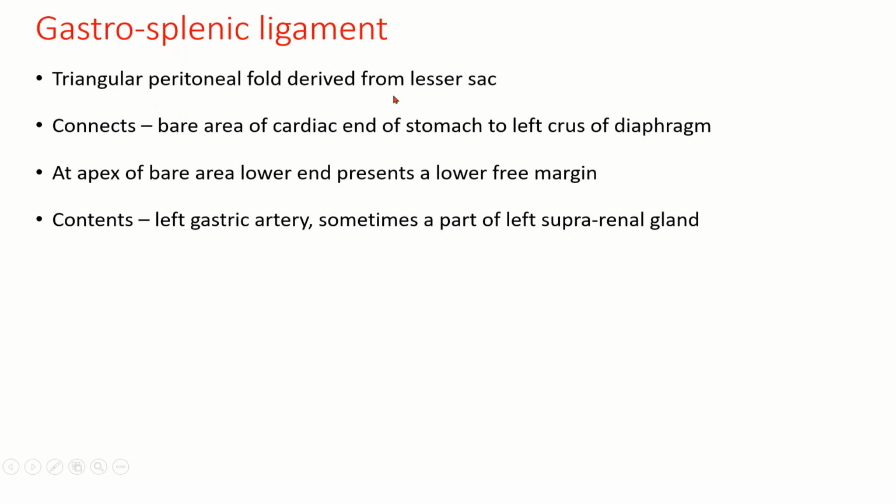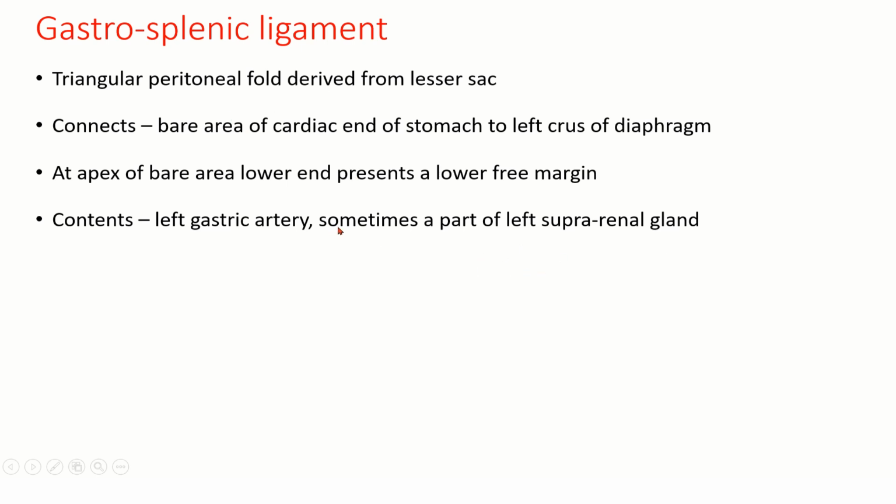Triangular peritoneal fold derived from lesser sac, connects bare area of cardiac end of stomach to left crus of diaphragm. At apex of bare area, lower end presents a lower free margin. So contents: left gastric artery, sometimes a part of the left suprarenal gland also will reach the gastrophrenic ligament.